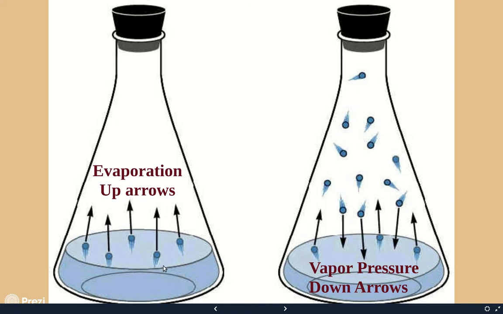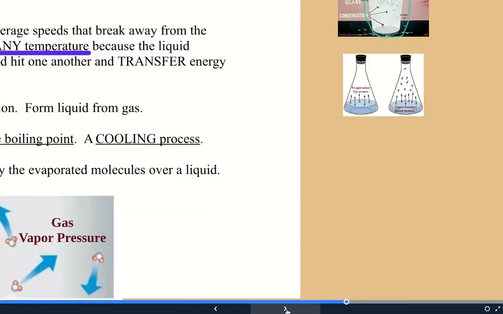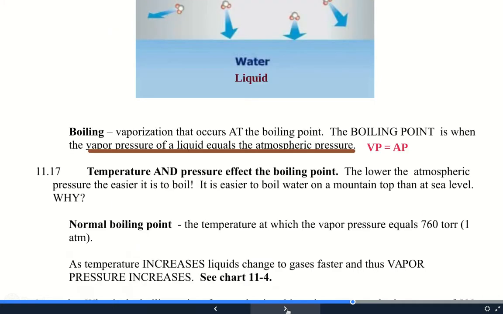The upward arrows here are showing you how the liquid molecules evaporate. But when they evaporate, they are flying around in this closed container, and they're pushing down on the liquid. And so there's going to be something called vapor pressure, the pressure of the vapor. And that was that one as well.